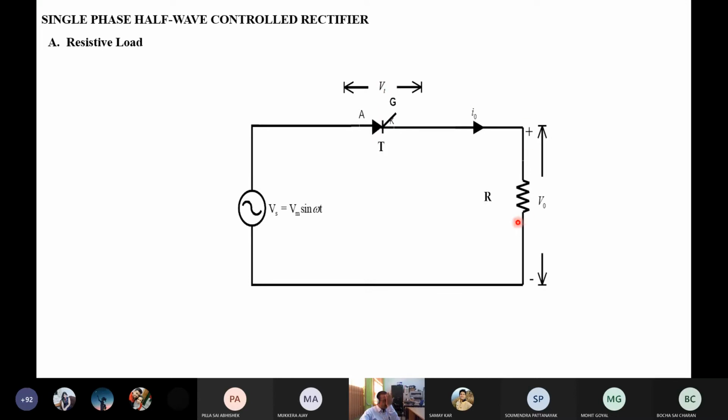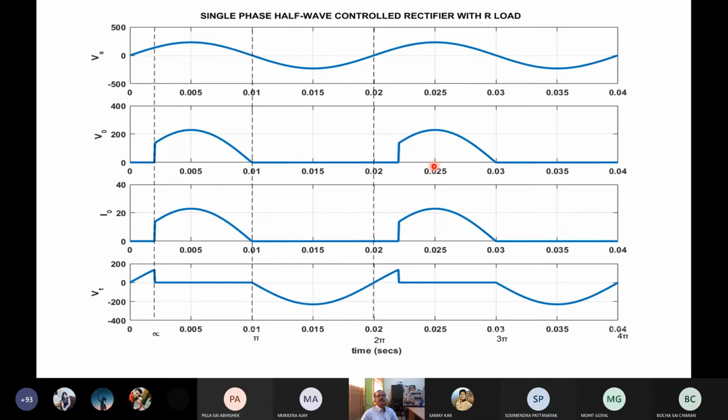This is the resistive load. The waveforms of voltage and current will be the same in a resistive load. They are in the same phase. The current will follow the voltage. This is the waveform. This is the supply voltage.